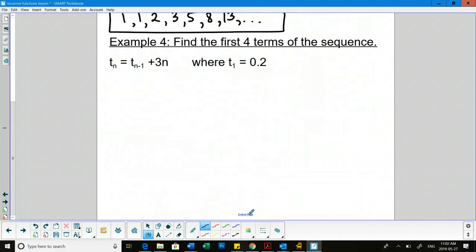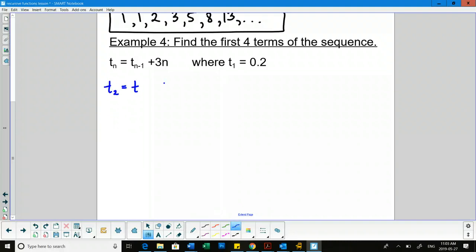Okay. I also told you guys at the beginning that recursive functions may also depend on n as well. So that might be an element to a recursive function. It just depends on the term number that you're trying to calculate. I still need at least the first term to start out a recursive function. So always I have to give you at least the first term if I want you to find the next ones.